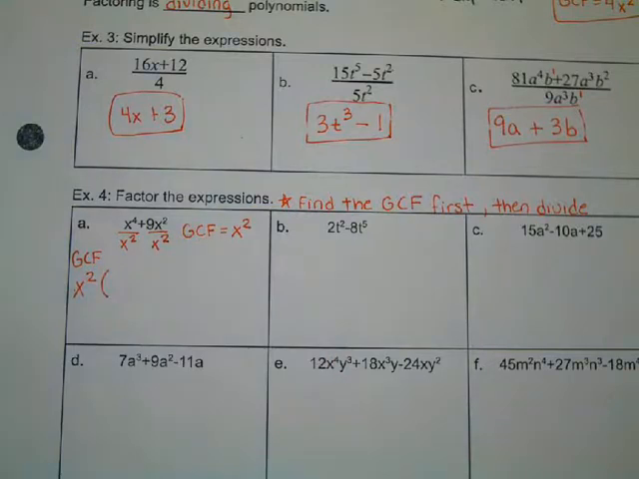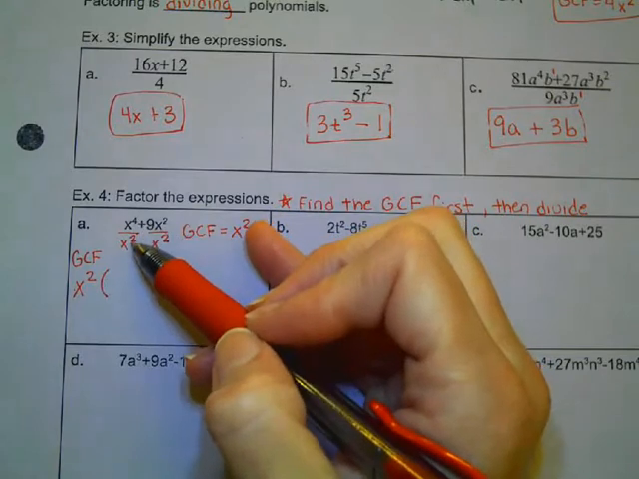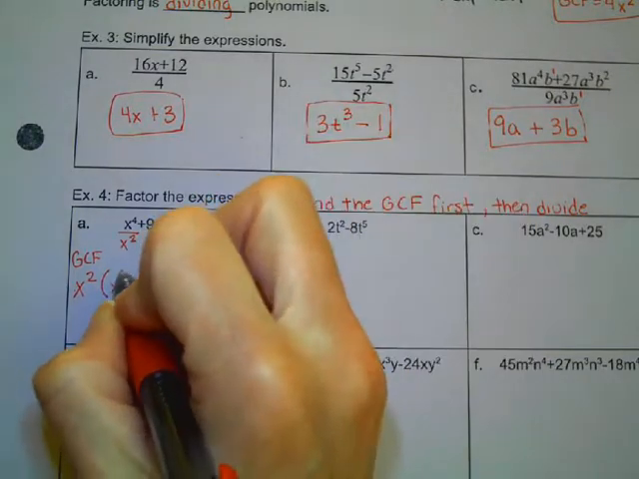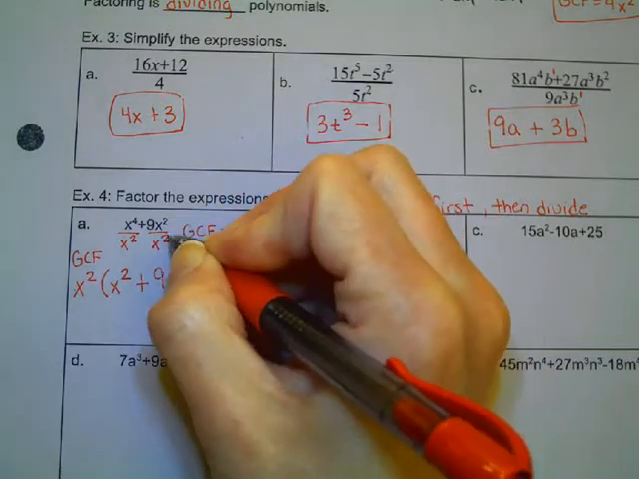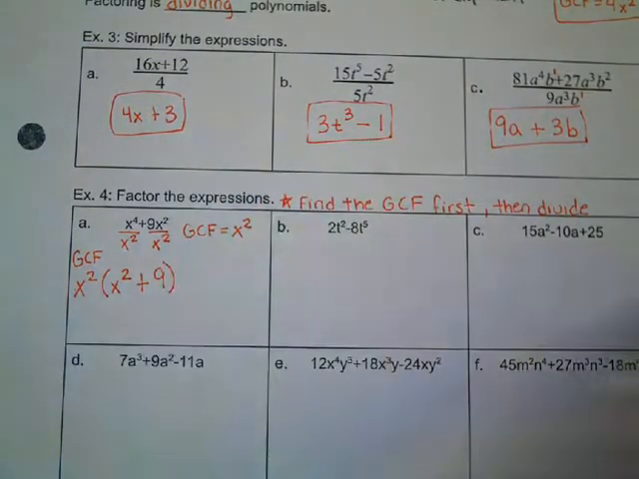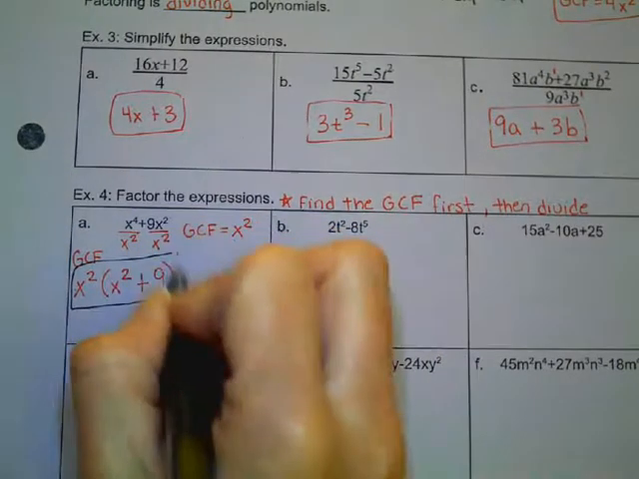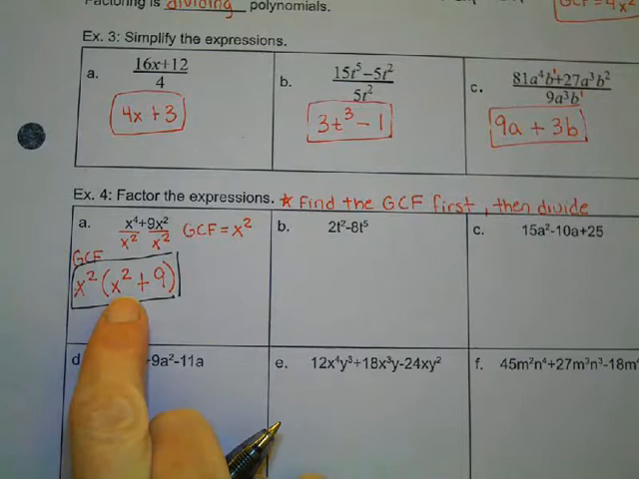So with dividing, we subtract exponents. So that's x to the second plus 9. 2 minus 2 is 0, so there's no x's left. So this whole thing is your answer. If you want to know if you got it right, you could just multiply it. x squared times x squared, and x squared times 9. It should come out to your original problem.